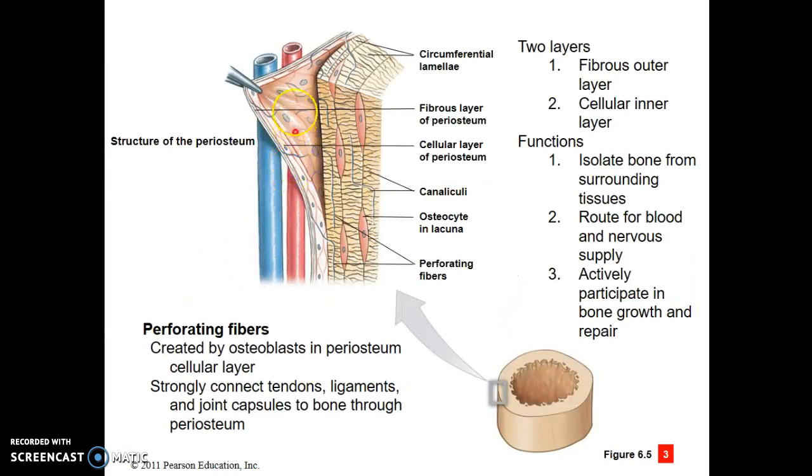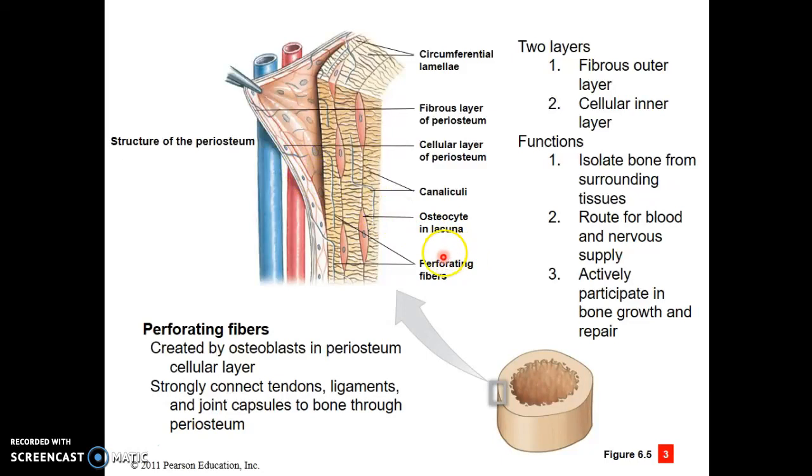The periosteum here, remember it's on the outer surface of the bone, consists of two layers, the outer fibrous layer and the inner cellular layer. This periosteum isolates the bone from surrounding tissue. It is a route for blood and nerve supply, and it participates in bone growth and repair.